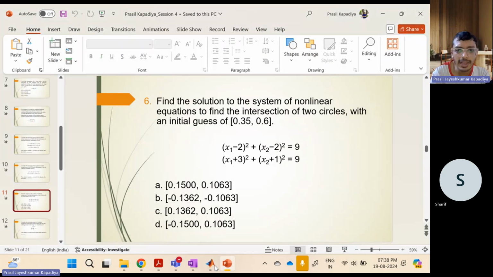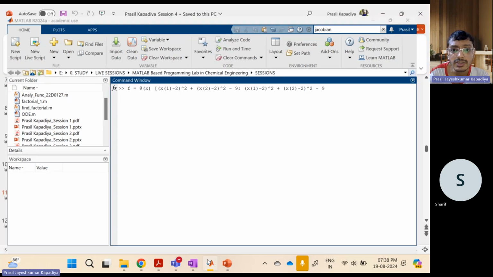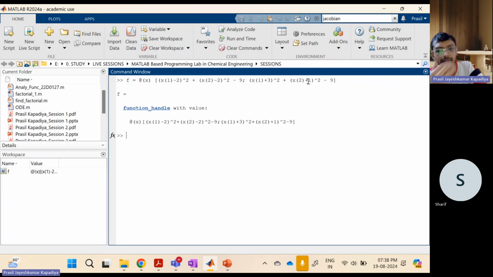My second equation is x1. Okay, let me copy this. I just need to change the constants. My second equation is (x1 plus 3) whole square plus (x2 plus 1) whole square. Okay, so these are my two equations. I need to close this bracket. Okay, so these are my equations.